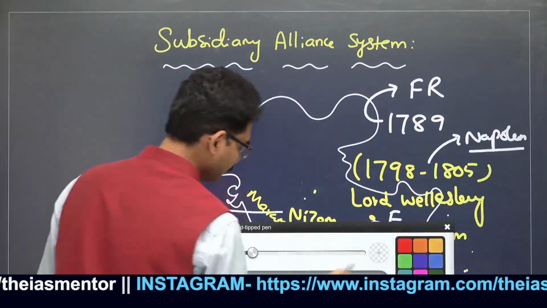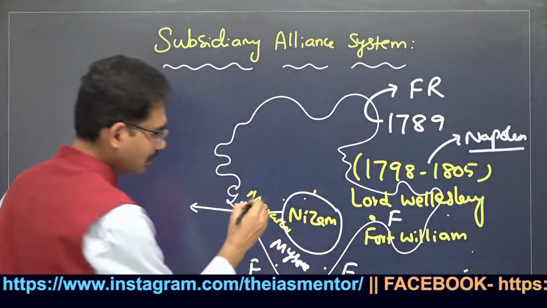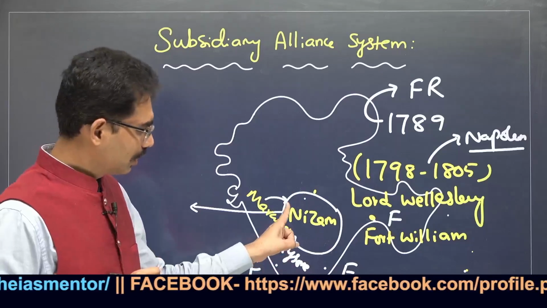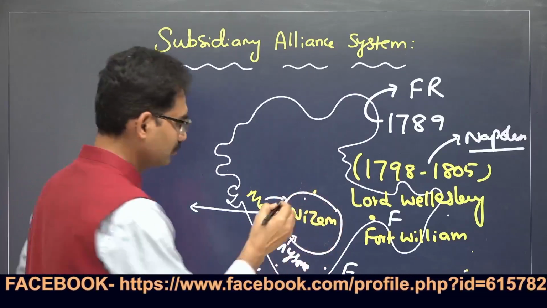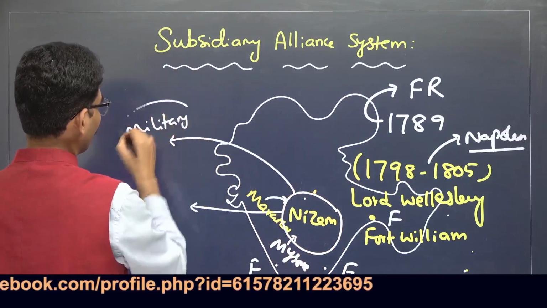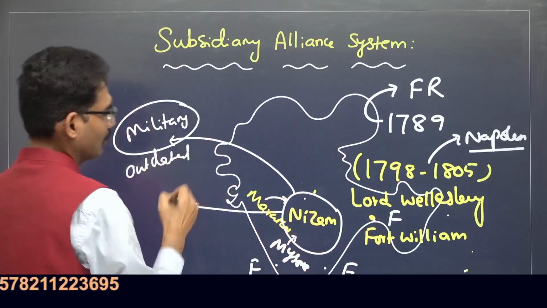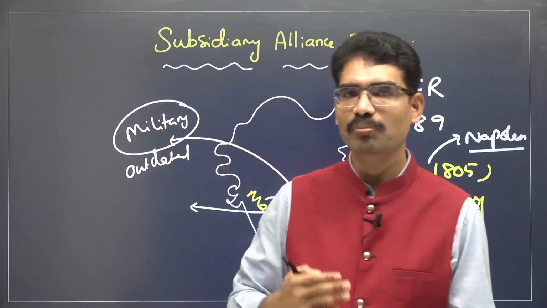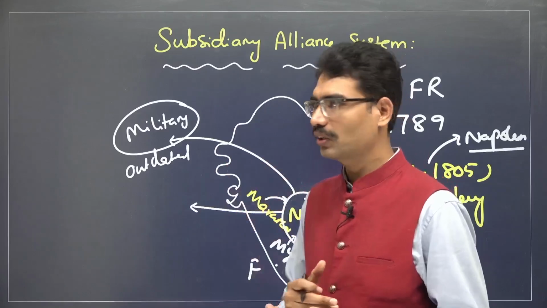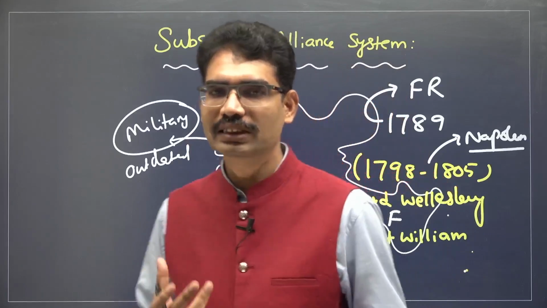Now, if you take Nizam, Nizam is having security problem from whom? Marathas, Mysore. Now, to protect his kingdom, he needed military. But this military is outdated. Outdated means swords like Mughal Empire. They are the successors to Mughal Empire. Whatever Mughal Empire was following, this similar kind of military tactics, military training, military strategies they were following.